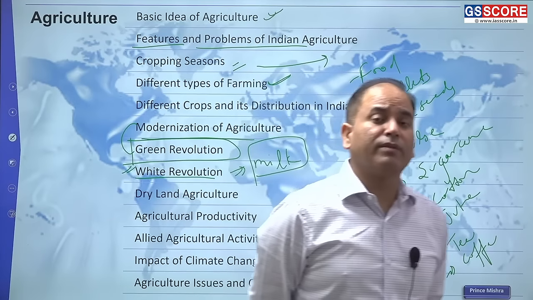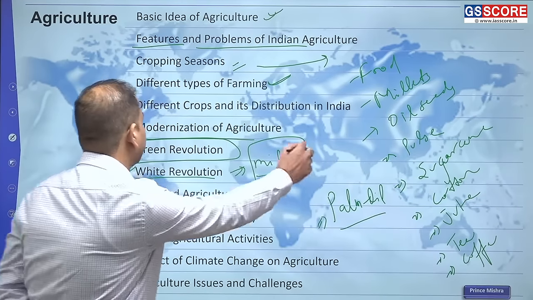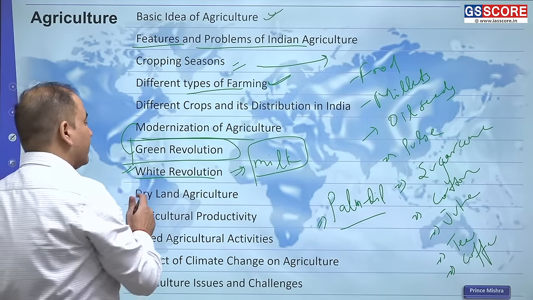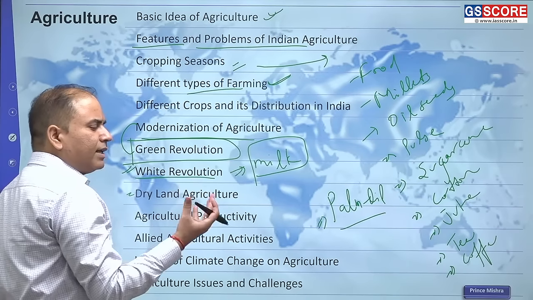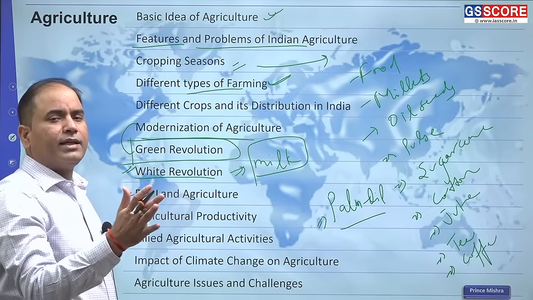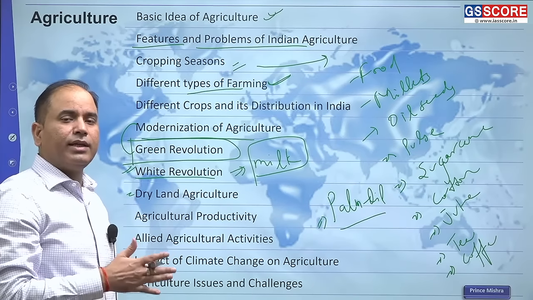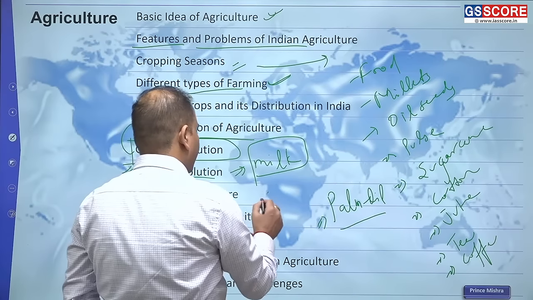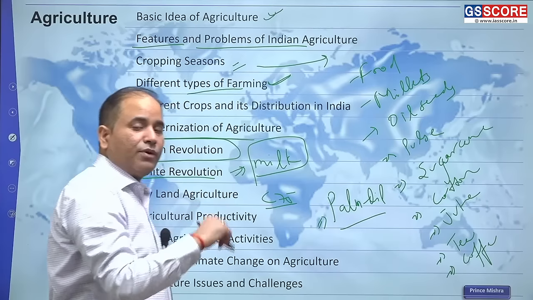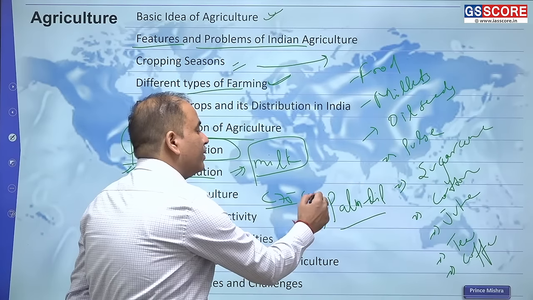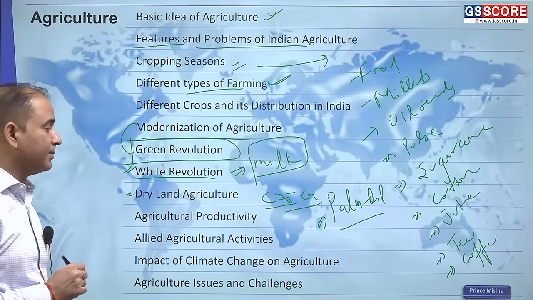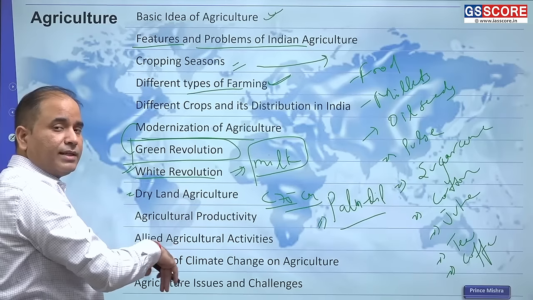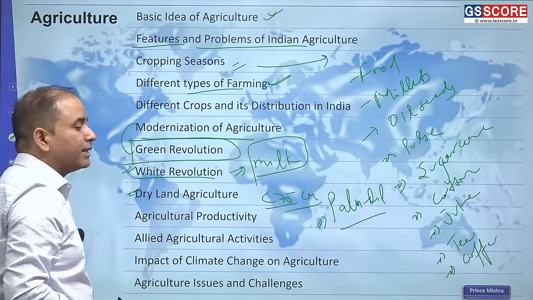Dry land agriculture is one type of agriculture. We have different types of farming, different types of agriculture in India, and out of that, one type is dry land agriculture. Dry land agriculture is performed in areas where there is no irrigation facility, and where the annual rainfall is less than 75 centimeter. So if the annual rainfall is less than 75 centimeter and the crop is being cultivated, that area is referred to as a dry land agriculture area.